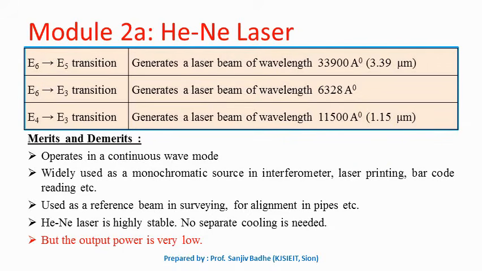So this is what we have seen. E6 to E5 transition generates a laser beam of wavelength 3.39 micrometers or 33,900 angstroms. E6 to E3 transition generates a laser beam of wavelength 6328 angstroms. So this will be red in color. 3.39 micrometer will be in the infrared region, but 6328 angstroms will be red in color, so we will be able to see a red colored beam. E4 to E3 transition will result in a laser beam of wavelength 11,500 angstroms. So again this will be in the infrared region, will not be visible.